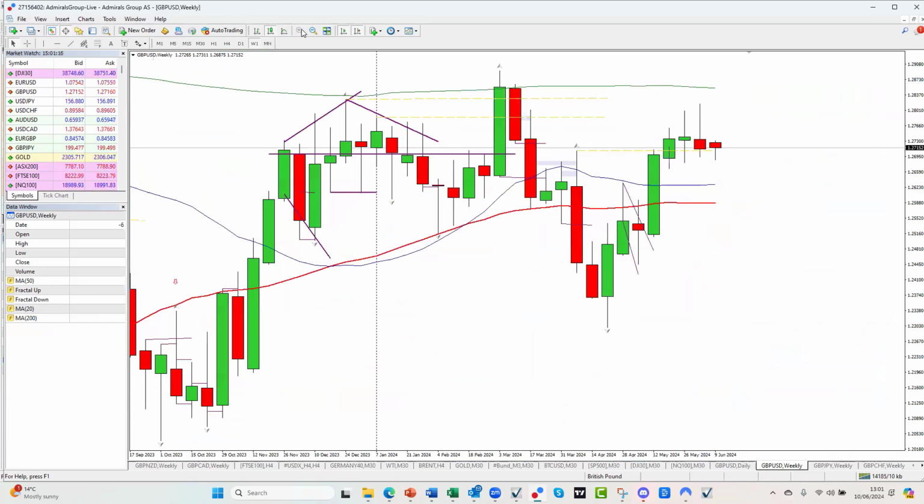What I'm interested in is cable, pound against US dollar. We talked about it last week, how we'd had a bit of a doji week, not really indecision. And then last week, look what we printed there: a bearish pin bar. That is dollar strength, sterling weakness, which we just said we saw dollar strength on Friday.